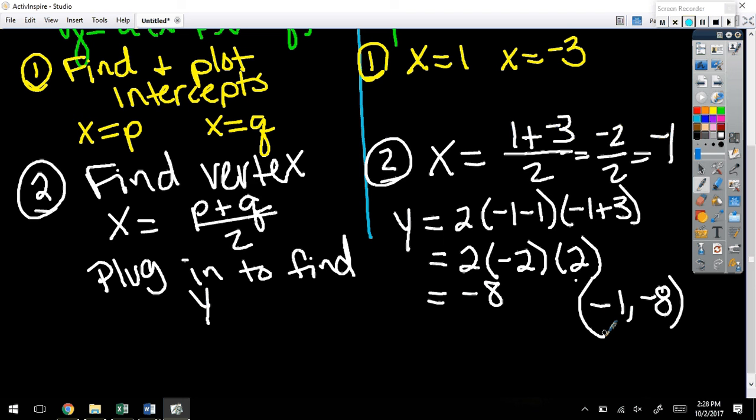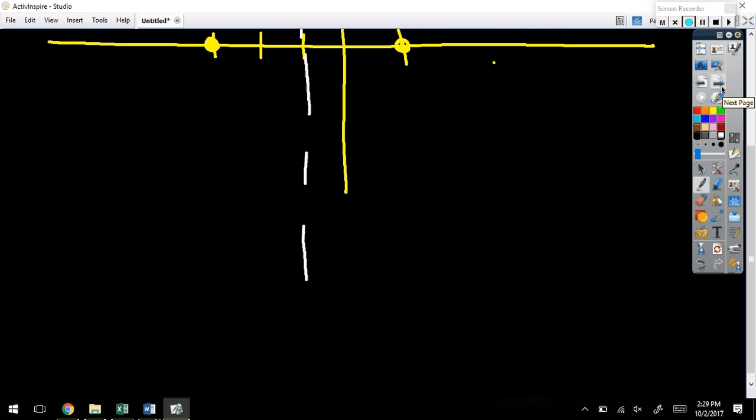That's just the second half of the second step. So then we just plot. That's it. They want -8. Tell me when you're done. So to plug in to find y, you just put it in. This vertex is -1, then 1, 2, 3, 4, 5, 6, 7, 8.